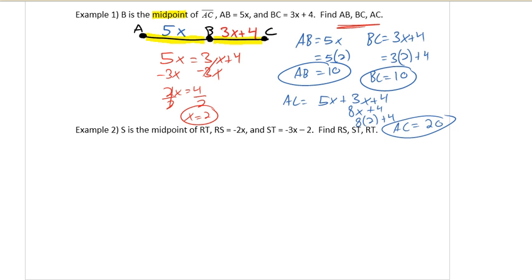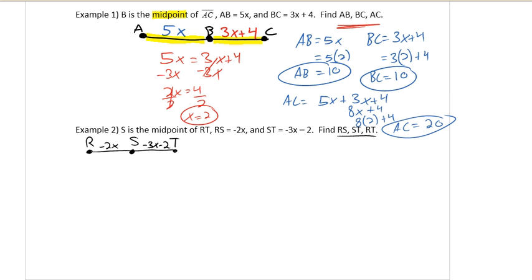So we have S is the midpoint. I'll start up here of RT. Okay, so we have this line segment. RS is negative 2x. ST is negative 3x minus 2. We want to find, again, these three things. We have to find x first.